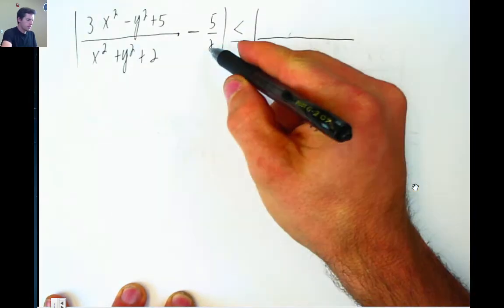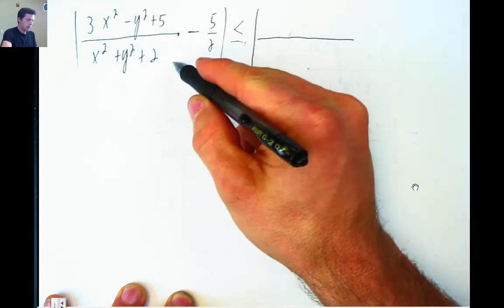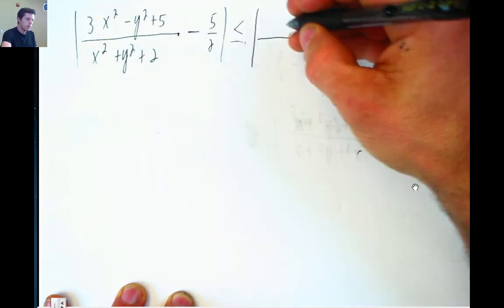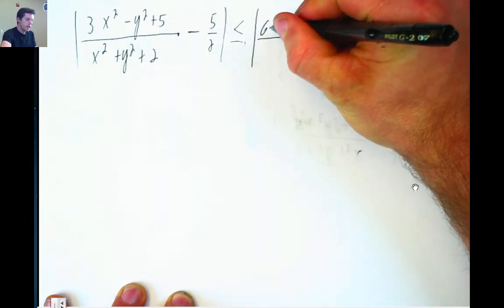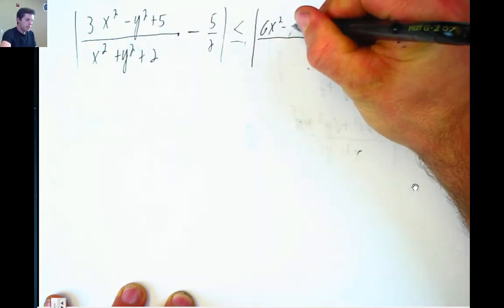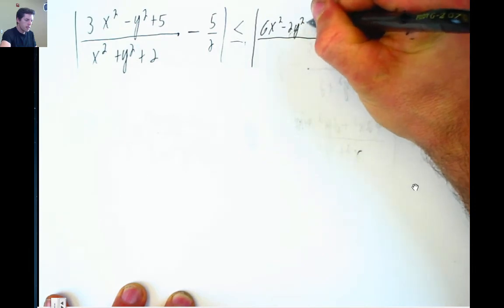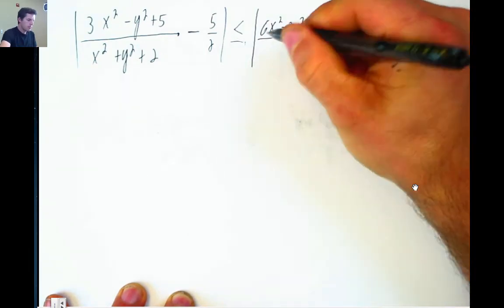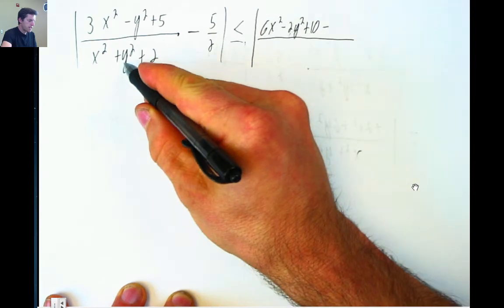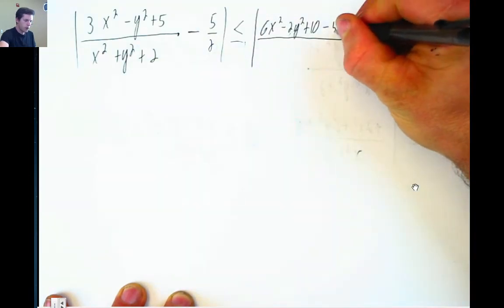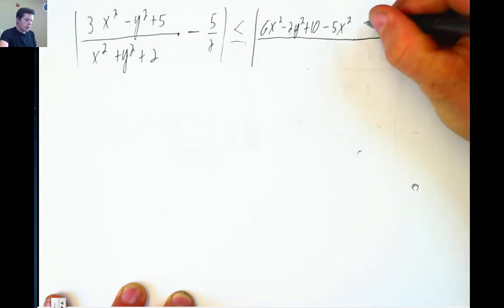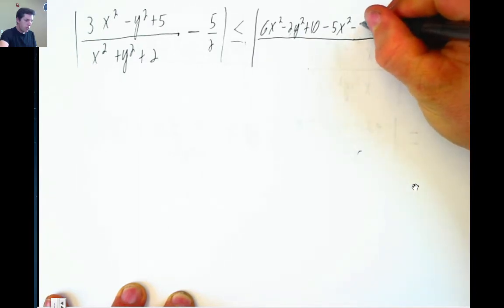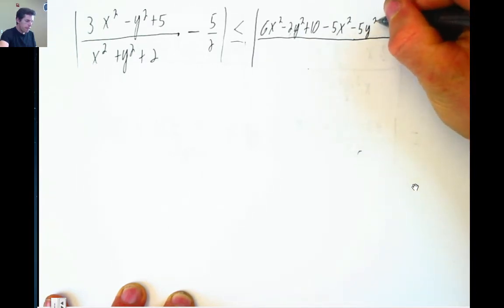Okay. 2 and the denominator there, and this denominator is complicated. So let me do the 2 times the numerator here first. That's a 6x squared minus 2y squared plus 10. And then I'm going to have minus 5 times that denominator, so 5x squared. And I need more room. Minus 5y squared minus 10.